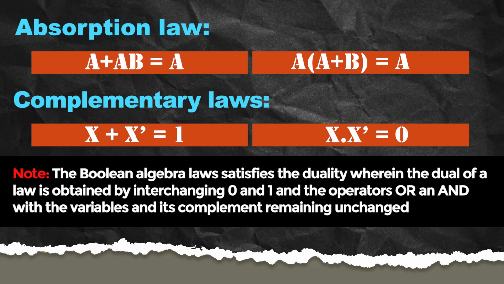Similarly, A into A plus B, where A plus B is within brackets, can be written as A plus AB, and A plus AB can be written as A dot B plus 1, where B plus 1 is equal to 1, and therefore it is equal to A.